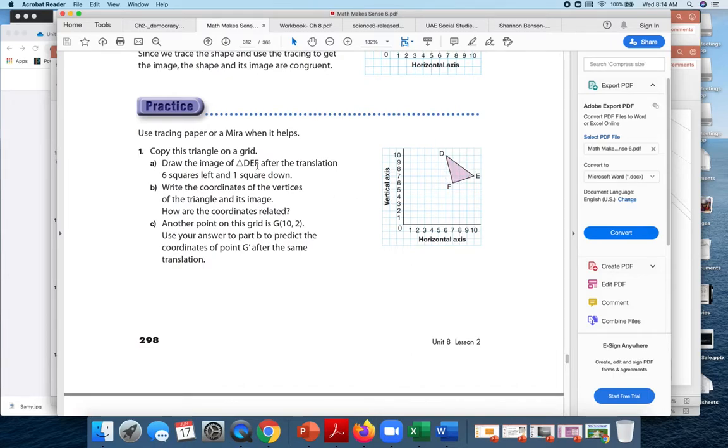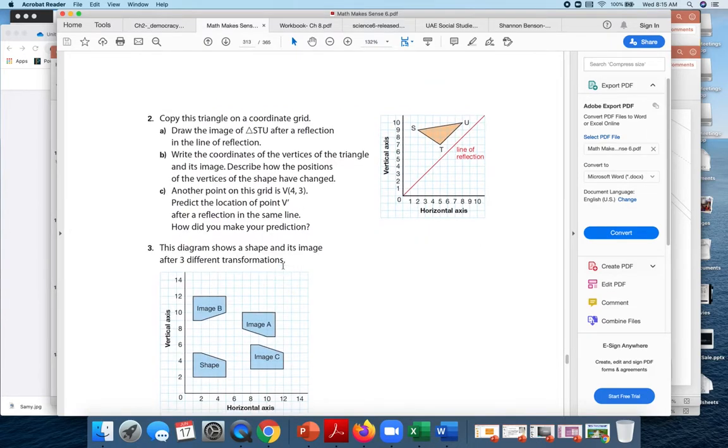Then it says here you have to perform a translation. Pick one of the points and it's going to go 6 left, 1, 2, 3, 4, 5, 6, and then 1 down. Then you plunk in the F. Then do the next thing for D: 6 left, 1 down. Plunk in the D. Then E: 6 left, 1 down. Plunk in the E. Then label it D prime, E prime, F prime, and then connect. Then you have to write the coordinates of the new vertices. And then you have to add another point on the grid, and then do the same type of rotation. What's going to happen?